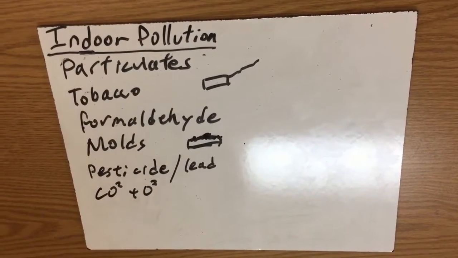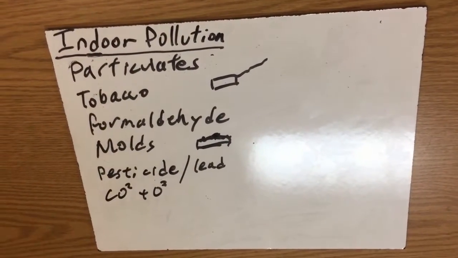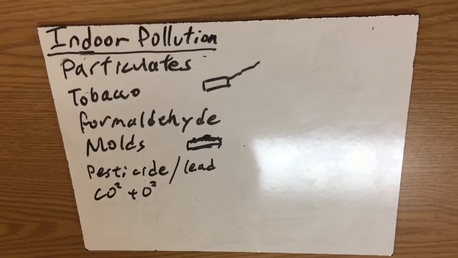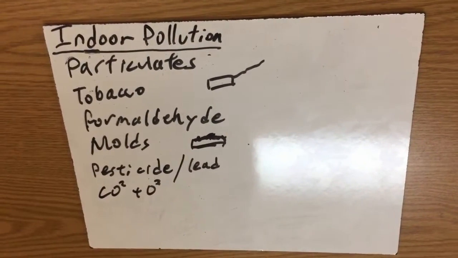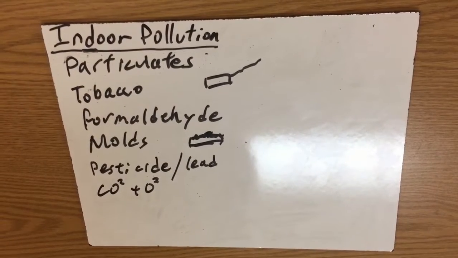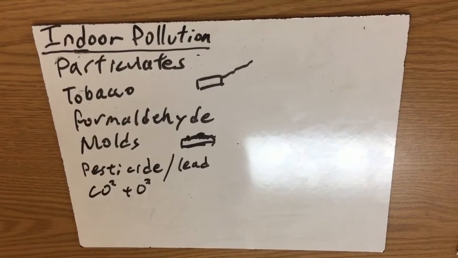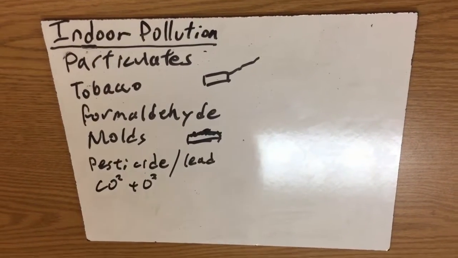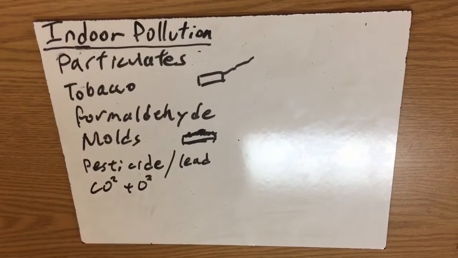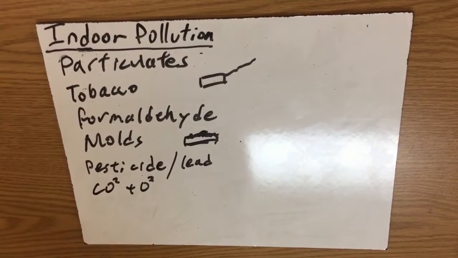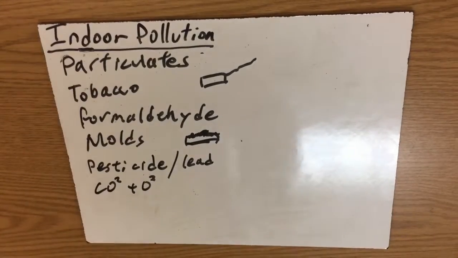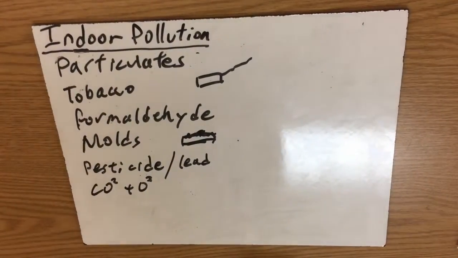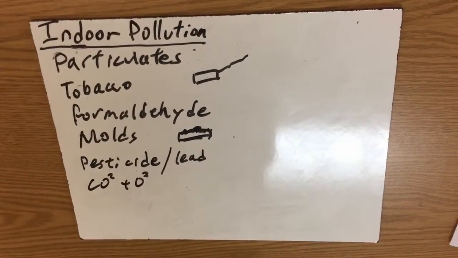Pesticide and lead are picked up from outside when you're walking around. Lead is more uncommon in the United States due to leaded gasoline being banned. Pesticide is probably more commonly seen, but not in big cities. Lead can usually cause brain damage, while pesticide usually causes lung disease and cardiovascular diseases.